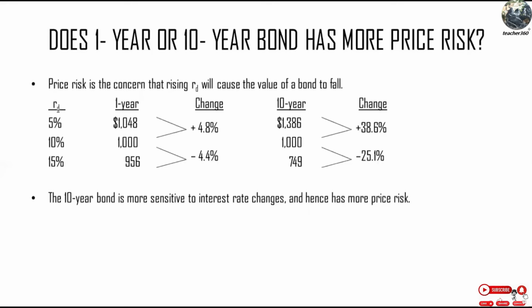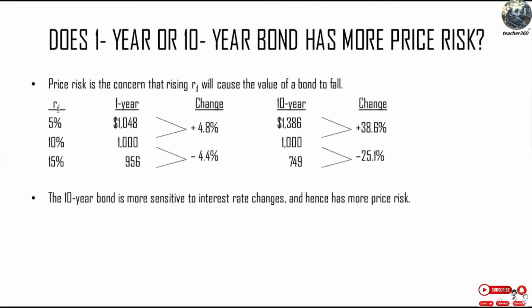So here we can see when bond interest rate increases to 10%, then bond value in 1 year decreases to $1,000, and in 10 years it decreases to $1,000 or so. When interest rate increases to 15%, then the 1 year bond decreases to 956, and the 10-year bond decreases to 749. So in the 1 year bond, the change is not so significant. When it is 5% to 10%, the change is only 4.8%. When bond interest rate increases from 10 to 15%, then the change is only negative 4.4%.